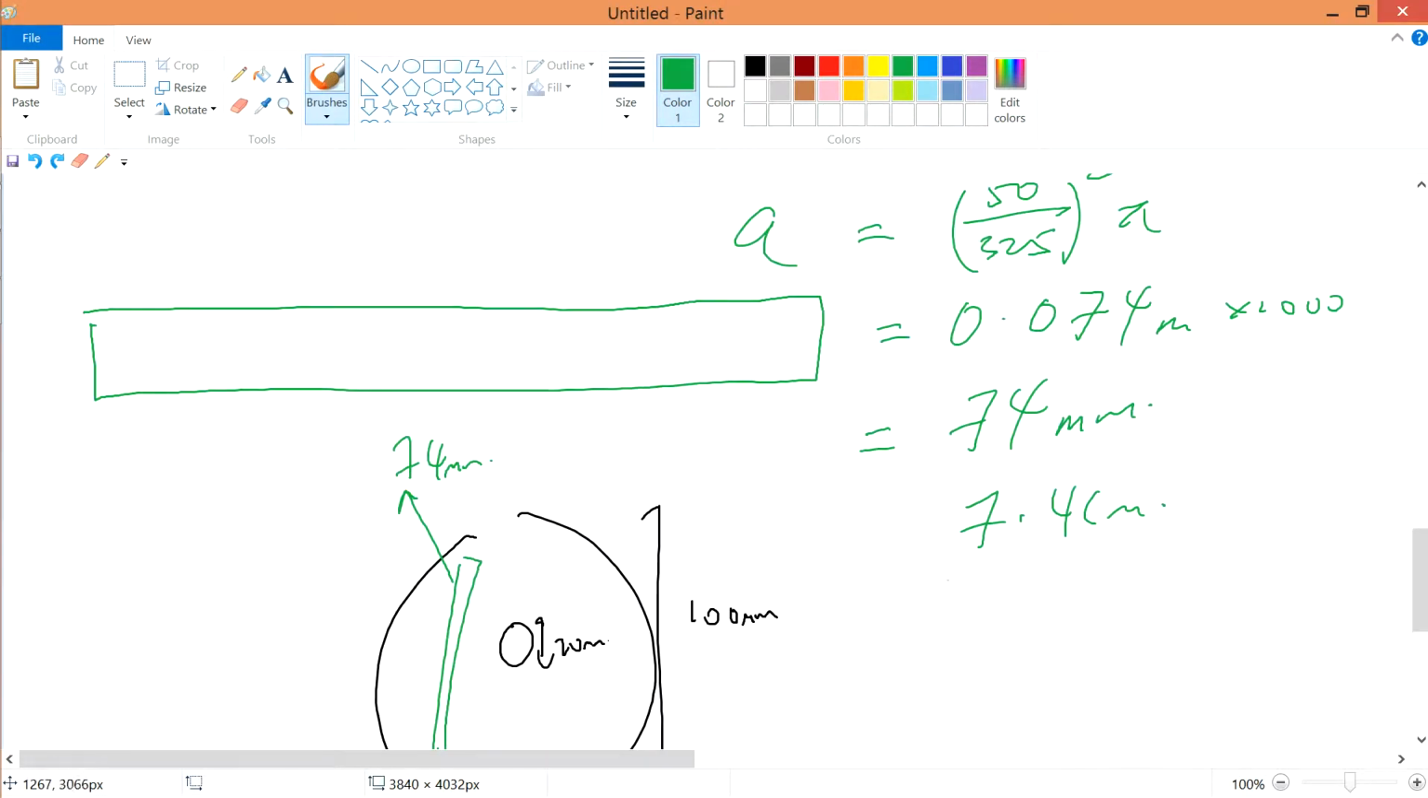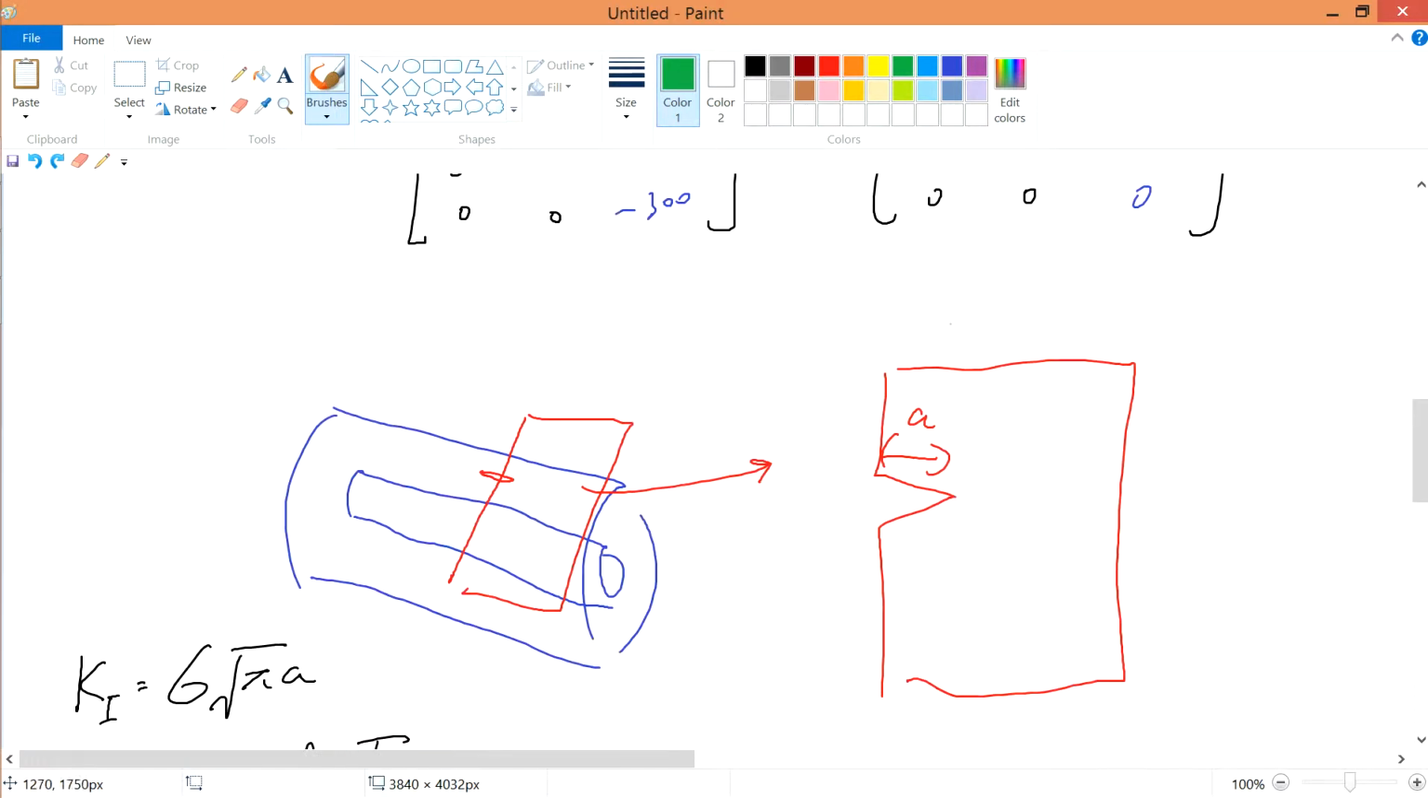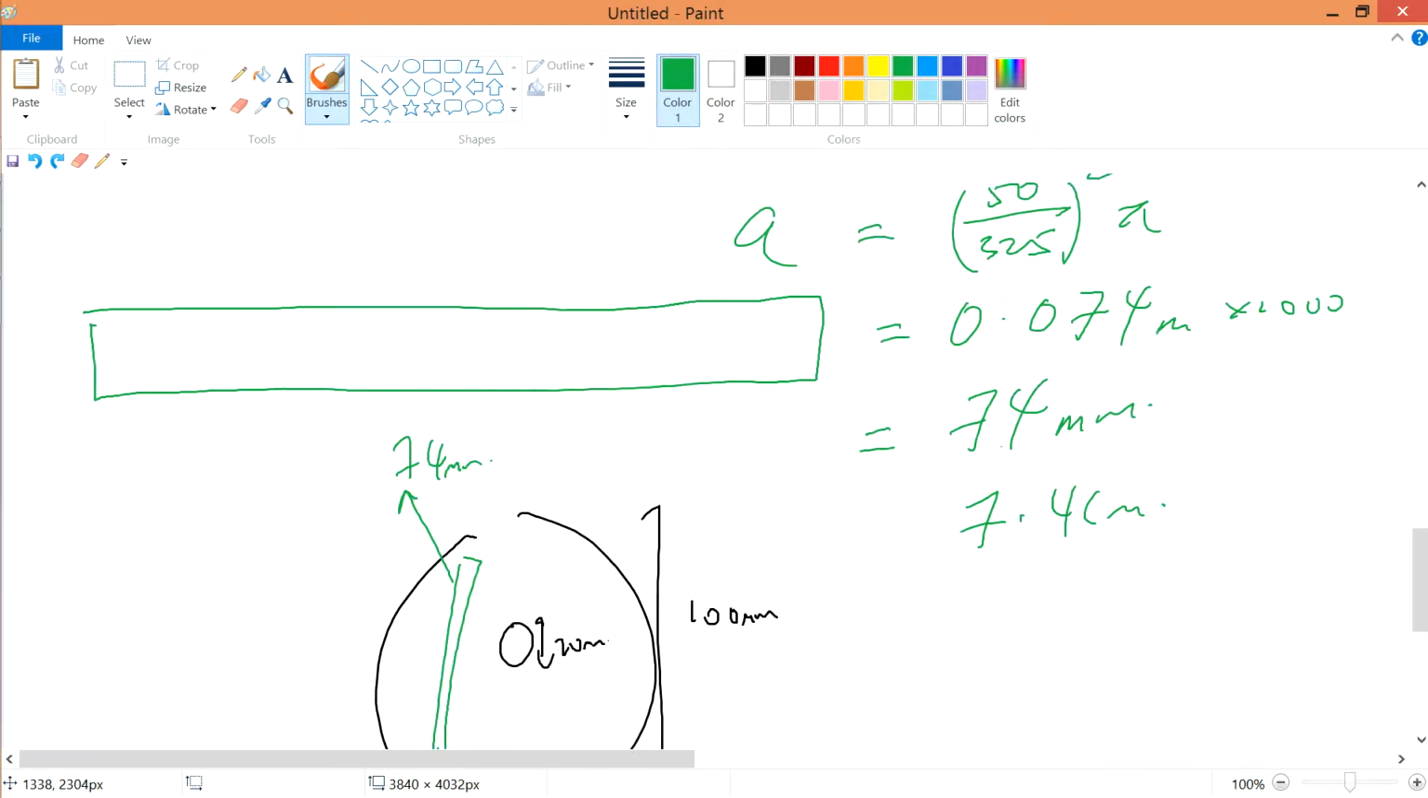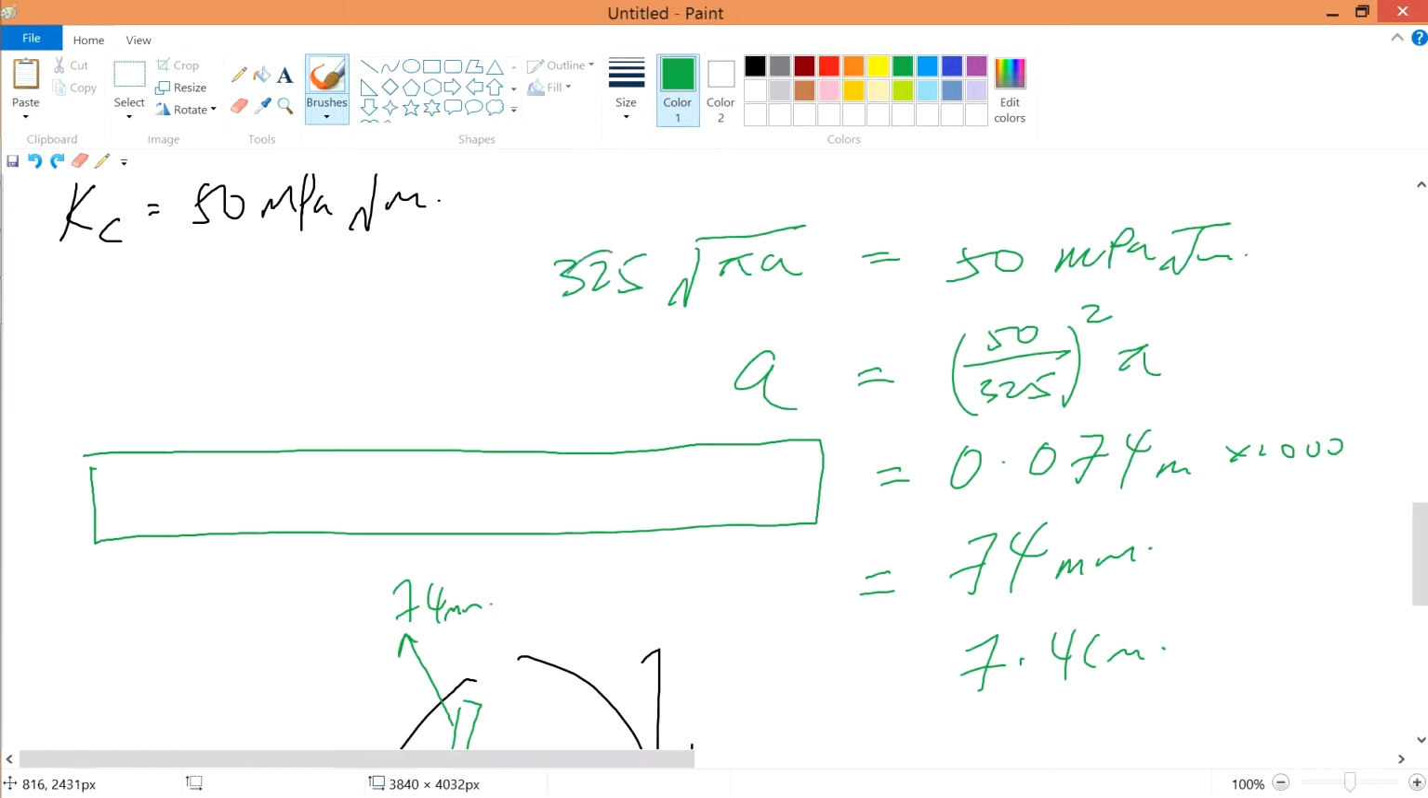This 7.4 cm is the crack length that we are talking about, this length over here. Anything larger than this, you're going to rip this apart. You're going to have the stress pulling this, and you're going to extend this crack further. So when you operate with these stresses, be very careful.